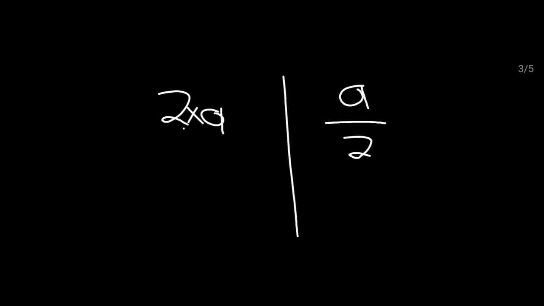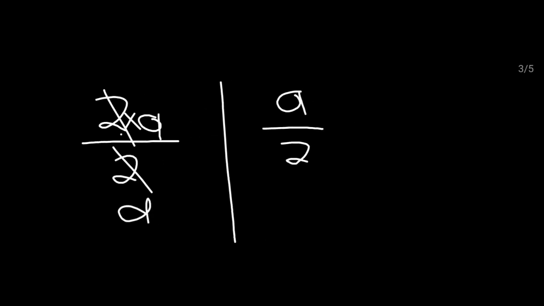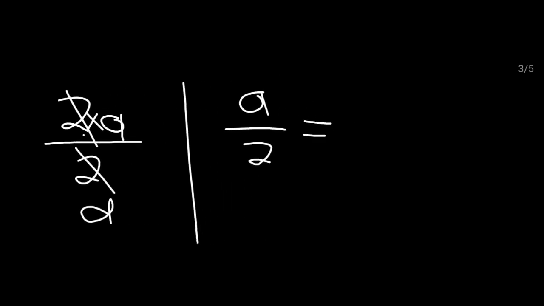To remove it, I will use the inverse of whatever is being done here. It is multiplying, and we know the opposite of multiplication is division. So it means I'm going to divide by 2. Then they are going to cancel each other and I remain with a. On this side, where I want a, you can see a over 2, what is it doing? It is dividing. It can also be written as a divided by 2.